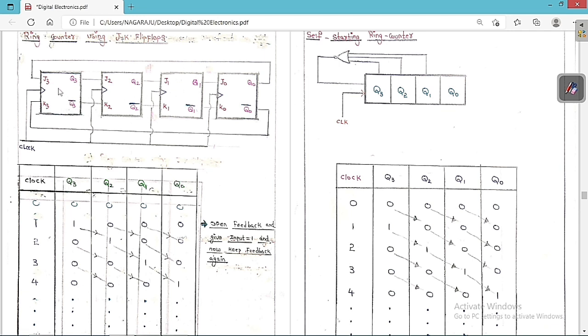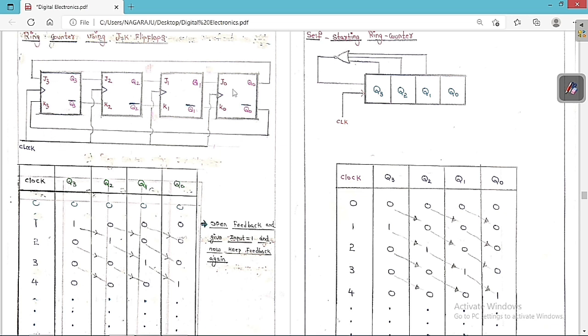So this is J3 K3, J2 K2, J1 K1, J0 K0. This is Q3 Q3 bar, Q2 Q2 bar, Q1 Q1 bar, Q0 Q0 bar. And as I told you, we have to clock each and every one simultaneously, which means it is a synchronous clock, meaning all are going to output at the same time. And if you see clearly, this Q0 is given to J3 and this Q0 bar is given to K3.